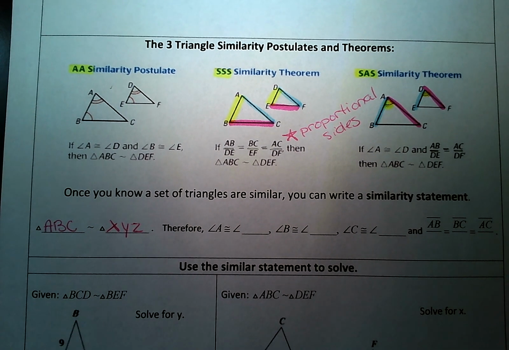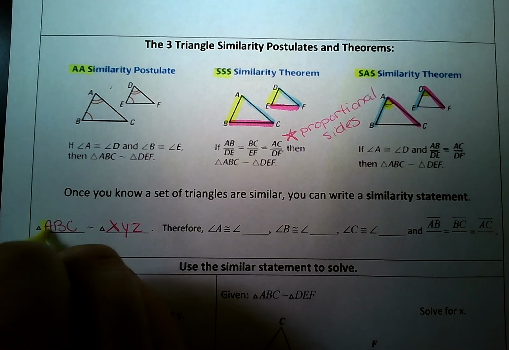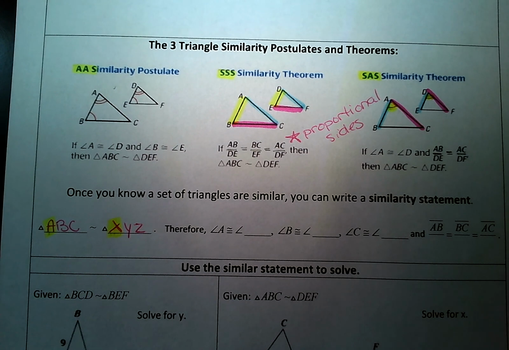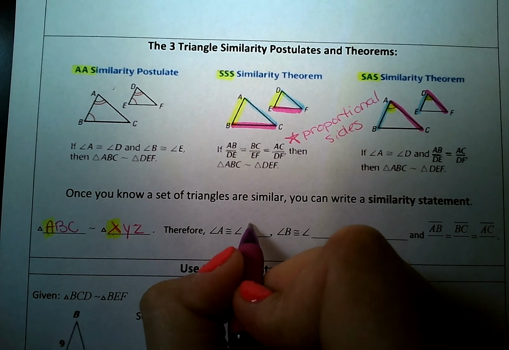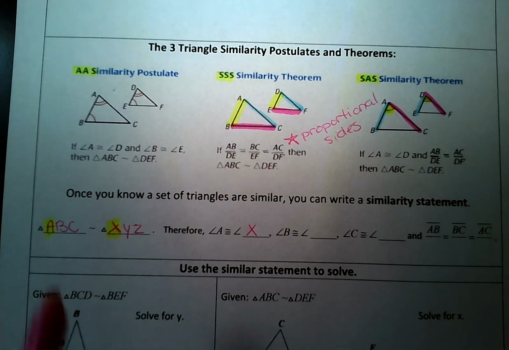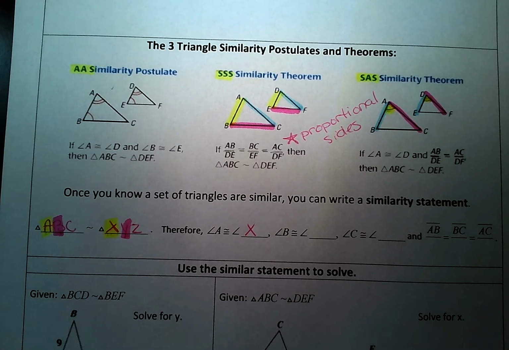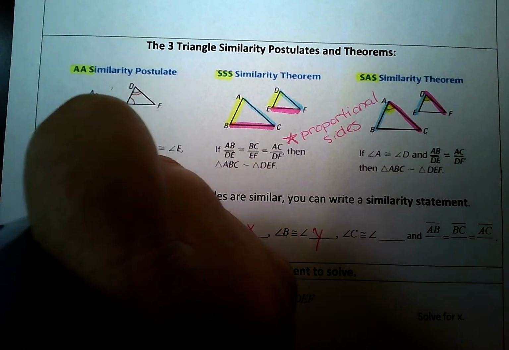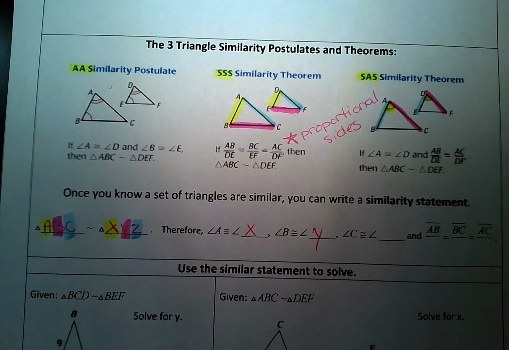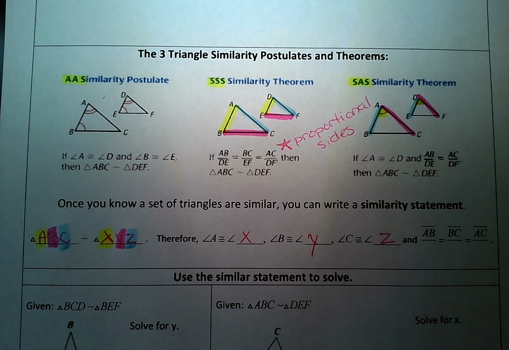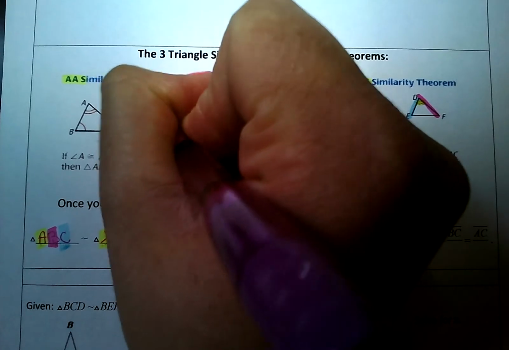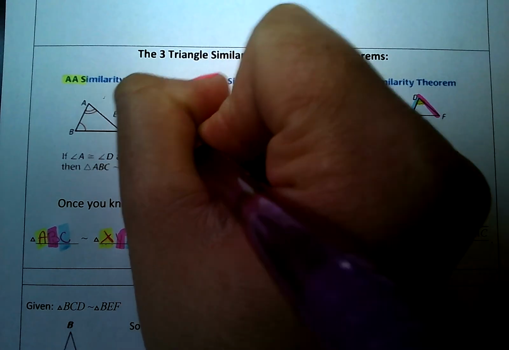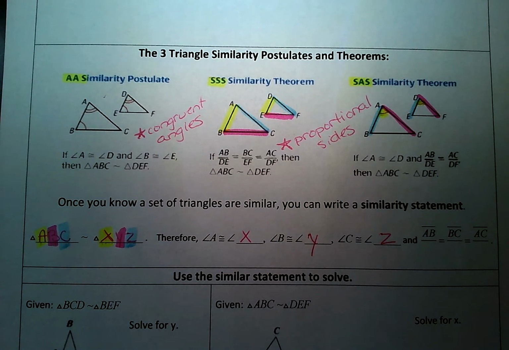Just like in triangle congruence, we can match up all the corresponding parts. Angle A corresponds to angle X. They are congruent measures. Angle B corresponds to angle Y. They are congruent measures. And angle C corresponds to angle Z. They are congruent measures. So angles are congruent. Sides are proportional.